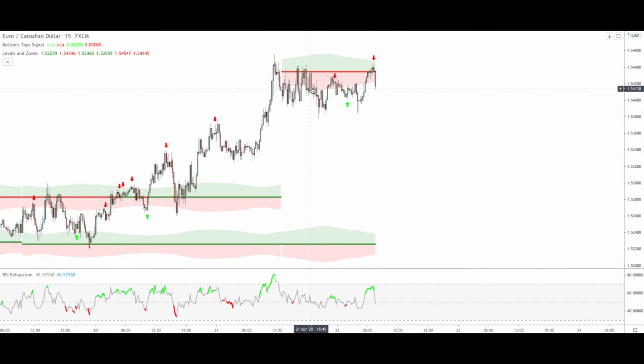The price is trying to push higher here, but we have this major resistance which is indicated by the levels and zones, which is preventing the price from moving higher. And so what we have here is a top here, but most importantly we also have a significant divergence with the RSI Exhaustion. So we have basically a flat movement here of the price.